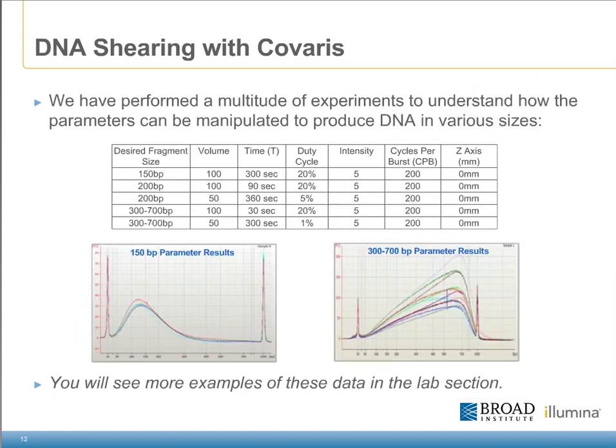So we've worked out a lot of conditions here for the Covaris for shearing DNA at different sizes. I've listed some here in the table. We've got a validated 150, 200 base pair, and also a 300 to 700 base pair shear for larger inserts. And you can see some examples of these shears at the bottom. So you'll see more examples of these data and how you can manipulate these parameters to get different size shears in the laboratory section of this program.